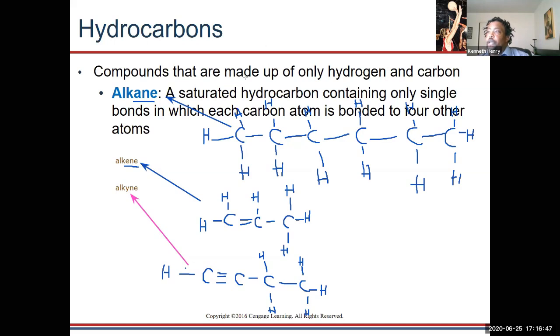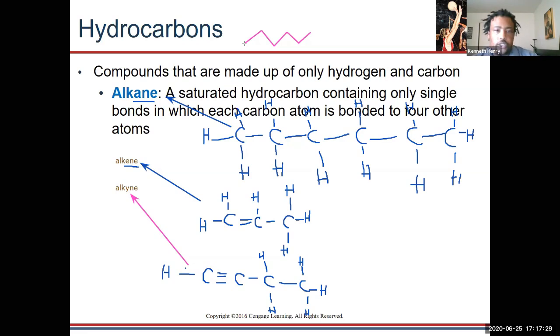So I'm going to show you something real quick just to save me time. Often when we're working with carbons, we will draw what we call the stick structure. 1, 2, 3, 4, 5, 6. So this stick structure in pink is the same thing as this right here. Each end represents a carbon.